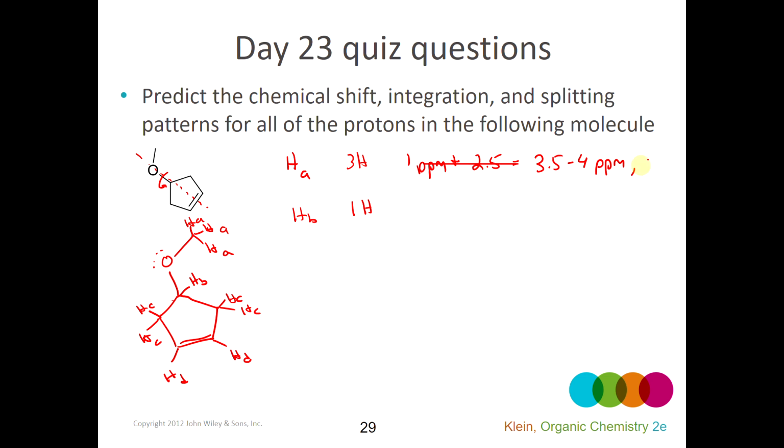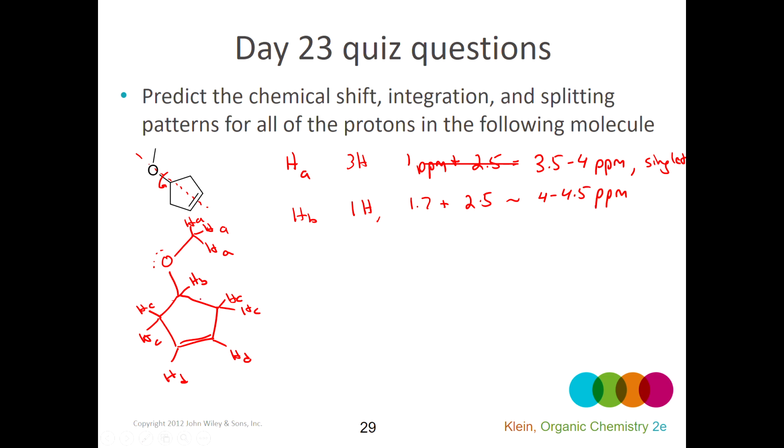And it should be a singlet due to there not being any hydrogens on the very next carbon to split those 3 equivalent hydrogens. Hydrogen B represents 1 hydrogen. Where will its shift be? Well, it's on a methine, which starts around 1.7. And it's directly connected to an oxygen, not the hydrogen itself, but the carbon it's on. So that adds about another 2.5, and so it's going to give me about 4 to 4.5 ppm, most likely.